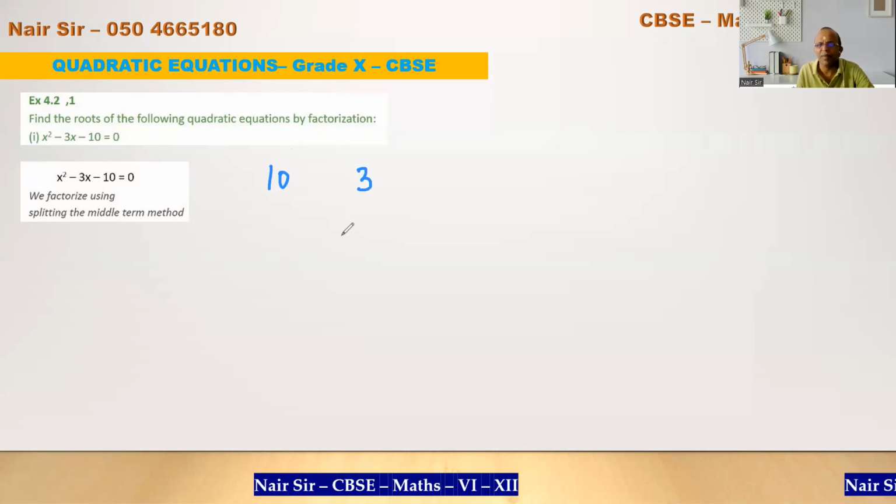Take a simple one. Let me start with 1. 1 into 10, what do I get? 10. But 10 plus 1 or 10 minus 1? 10 plus 1 gives me 11 or 10 minus 1 gives me 9. So this is not it. The second one: 2 into 5, 2 fives are 10. Now let me look at it. 2 plus 5 comes to be 7, and 5 minus 2 comes to be 3. That means I am getting the number that I need.